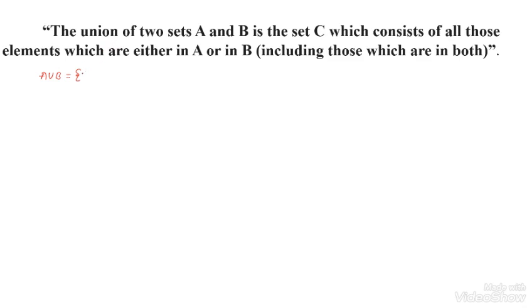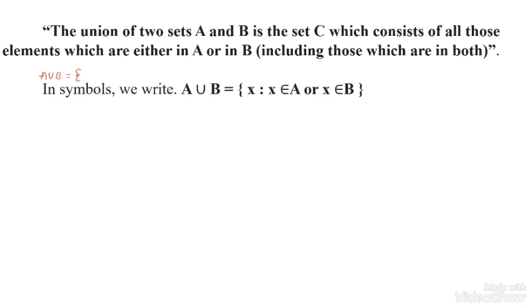Okay. Symbolically, I can write A union B is equal to x such that x belongs to A or x belongs to B. It means all the elements present in A or all the elements present in B, we take as A union B. Either in A or B. Symbolically, the definition is A union B is equal to x such that x belongs to A or x belongs to B. You can write any one definition out of these. It will be correct.